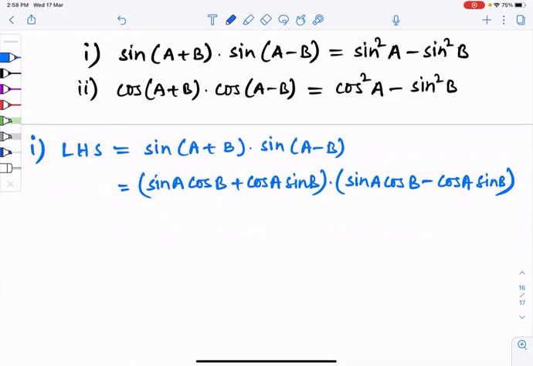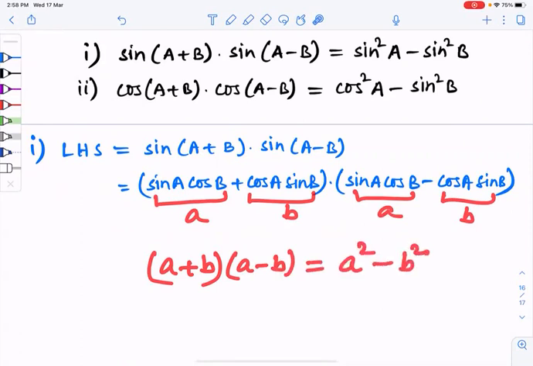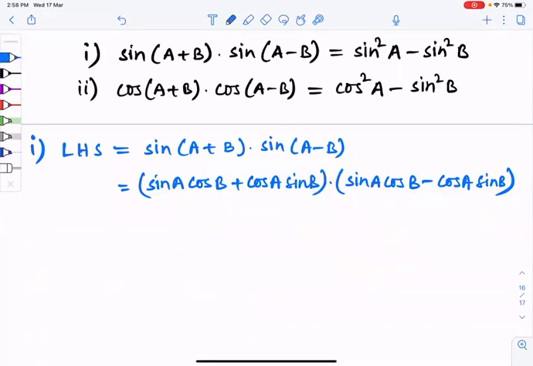Now you know that there is a formula. If I think that this is my A and this is my B, it looks like (A plus B) into (A minus B), and we know that there is a formula for that, which is A² minus B². Okay, so I am going to use this formula now. So this is going to give us sin A cos B, that's my A², minus cos A sin B, that's my B².